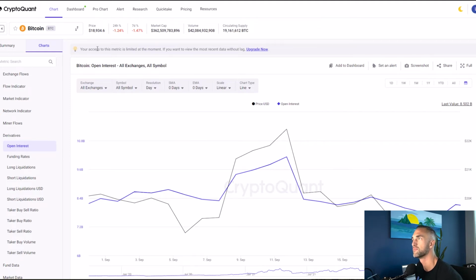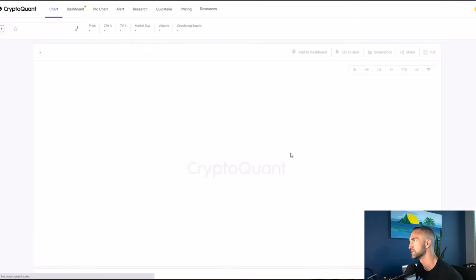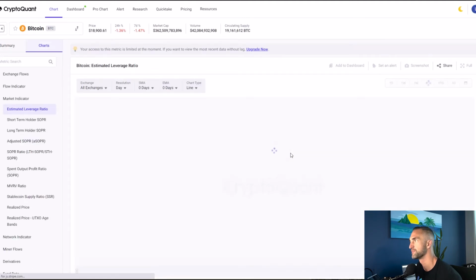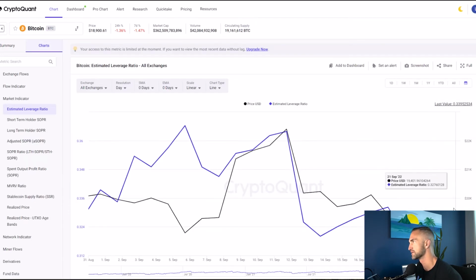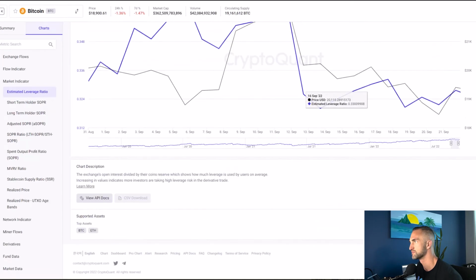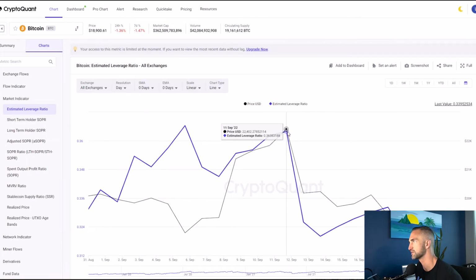I'm looking at open interest. Let's take a look at the leverage ratio. So the leverage ratio is still not nearly as high as when we were at 22K. So maybe this is a bad example. I might have to cover it tomorrow. But in general, when open interest gets up around 11 to 12 billion, that's typically when you'll see those 25% corrections.